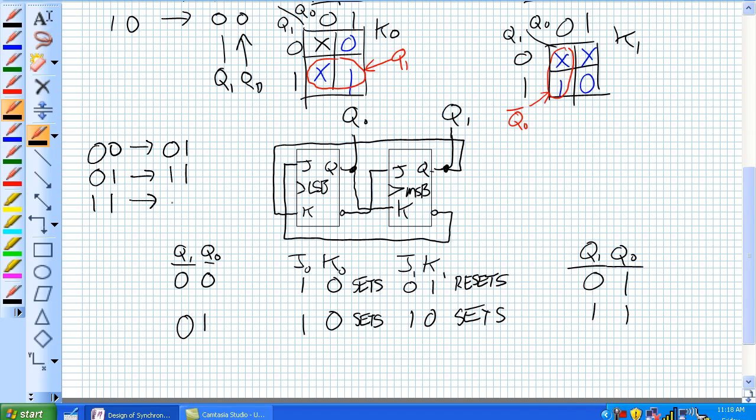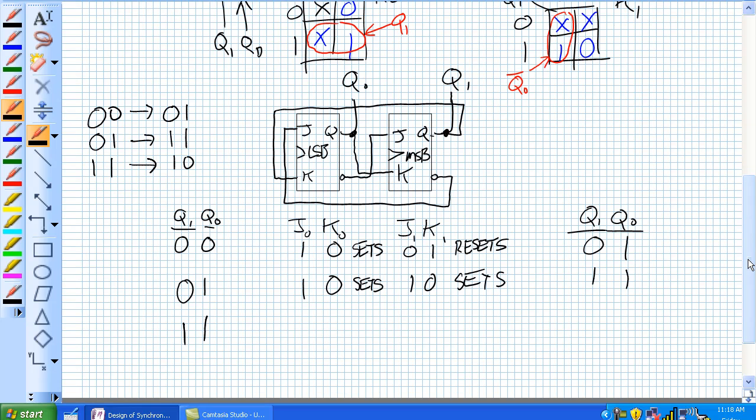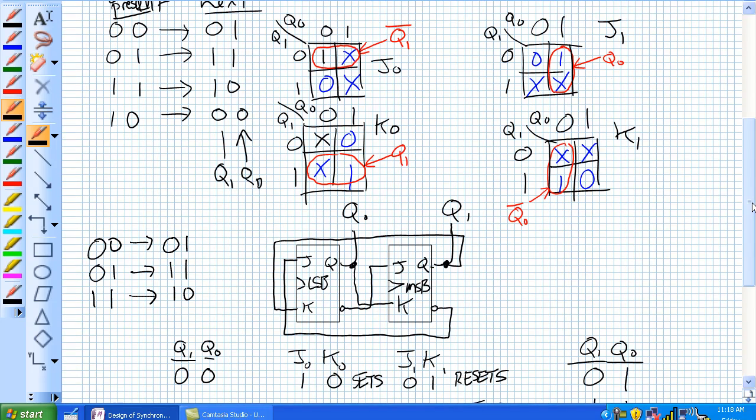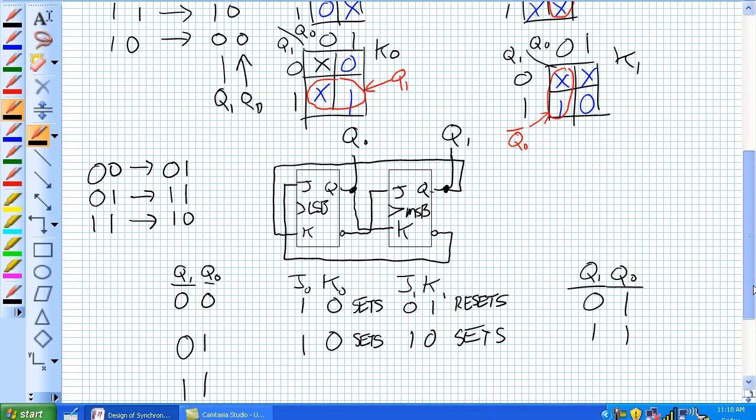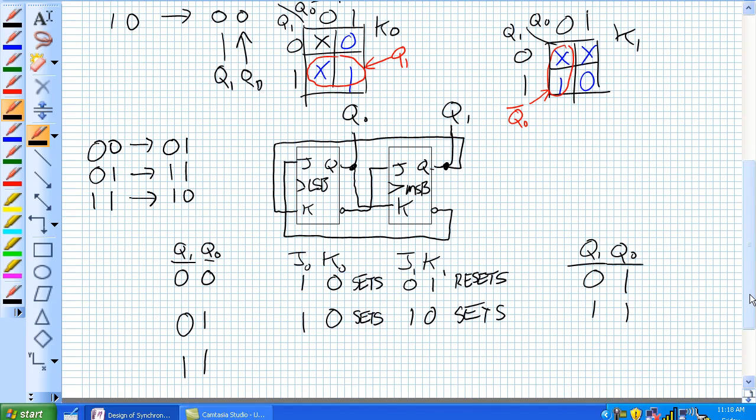Okay, we're at 1, 1. We want it to go to 1, 0. What are the inputs on each one of the stages? Again, the LSB stage. What are the J inputs? It's not Q1, and Q1 for the K. So not Q1 is a 0, and Q1 is a 1. So what's going to happen here?